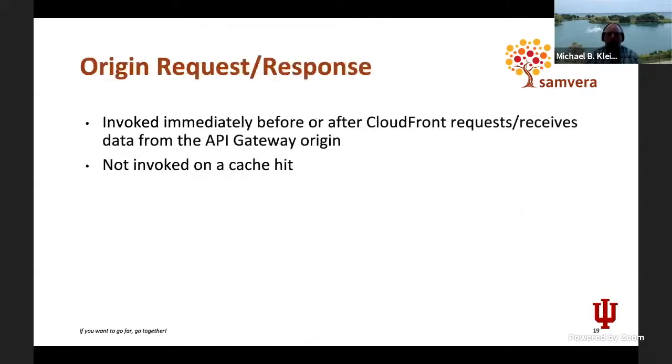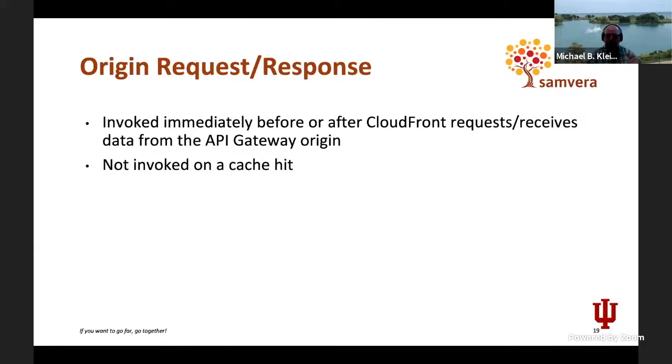There are two more CloudFront hooks that we don't use, but that are supported by both CloudFront and serverless-iiif. Origin request and origin response. Origin request happens between the viewer request and the CloudFront request to the origin. And the origin response happens on the other side after the origin request, but before the viewer response function. So it goes viewer request, origin request, origin response, viewer response. I hope I got that right.